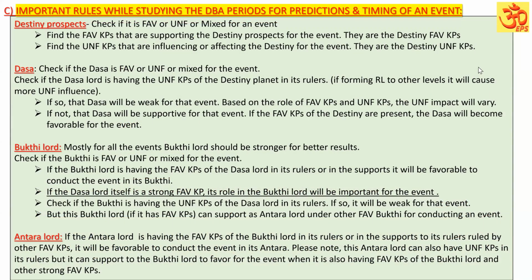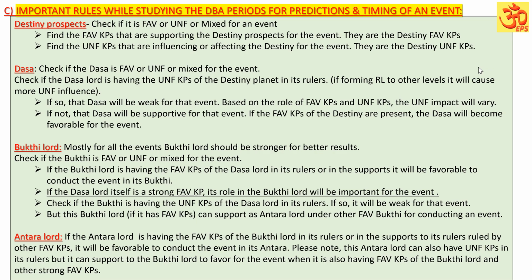So far we discussed the combined effect of destiny and Dasa, Bhukti, Antara periods. Now we are going to study the important rules while studying the Dasa Bhukti periods for predictions and timing of an event. These points I would have discussed in the previous lessons, and also in the upcoming lessons. But in this slide, I'm going to explain in brief the important rules.